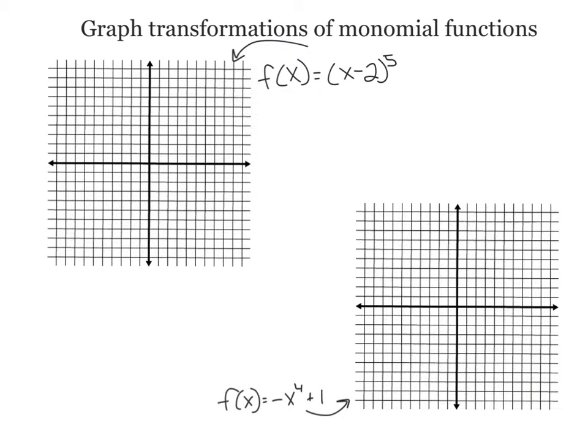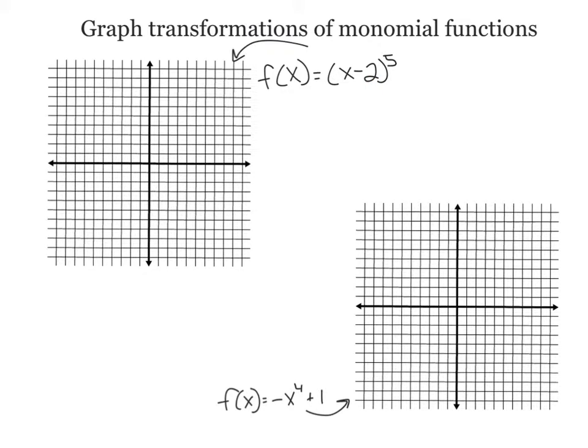Before we get started looking at more complicated polynomial functions, let's first look at monomial functions. We can look at this function right here, f of x equals x minus 2 to the 5th power, and know exactly how to graph it without even using our calculator. We can remember what we learned about transformations in chapter 1 and see that the x to the 5th function is shifting to the right 2 units. Remember, we take the opposite.